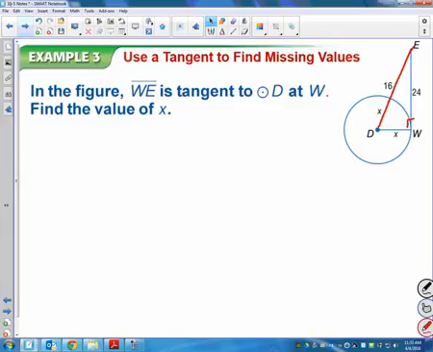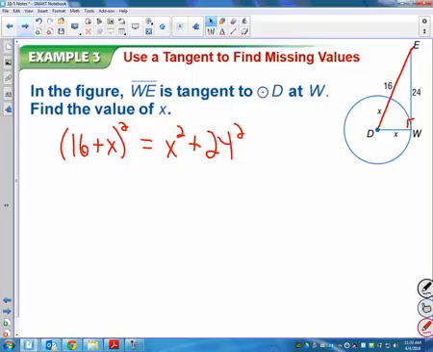16 plus X, right? So I'm going to say, oh man, this is going to be fun. 16 plus X squared plus, oh wait, is that fine? Oh man, I about screwed that up. Equals this side squared, which is just X squared, plus the other leg squared, which is 24 squared. Any other questions where I'm getting that from?